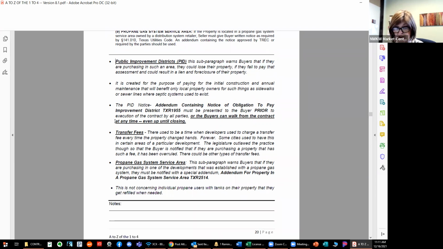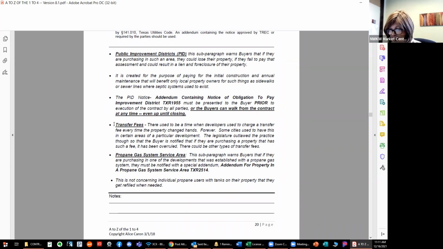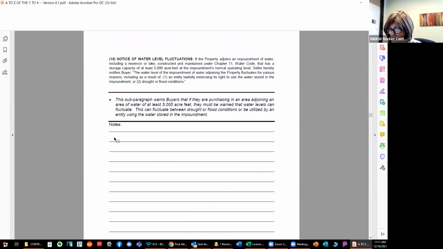And they can get out up until the end of the contract if they don't get that PID notification and it has one. If it doesn't have one, then you don't have to worry. You don't have to give the notice. But if it does have one, then you do. Talks about transfer fees, propane gas system service areas we just covered. There's a notice of water level fluctuations in the contract as well. And what it's saying is this subparagraph warns buyers that if they are purchasing in an area adjoining an area of water of at least 5,000 acre feet, they must be warned that water levels can fluctuate.